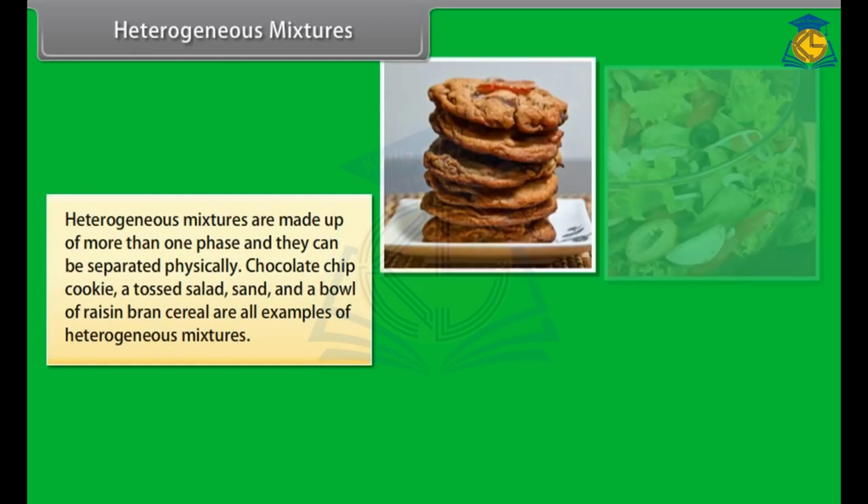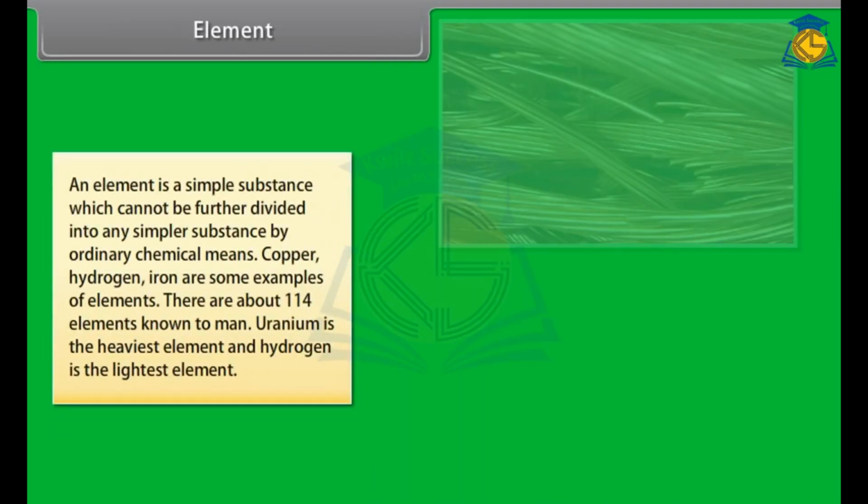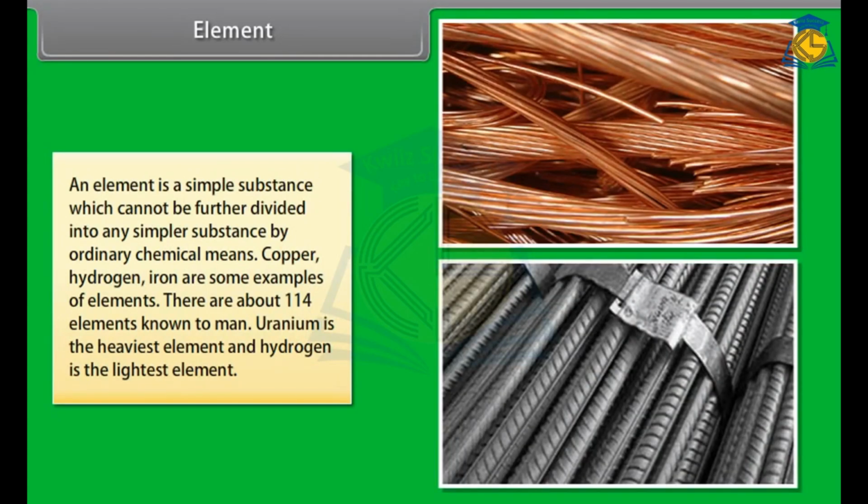Classification of matter. Substance, compounds and phase. Heterogeneous mixtures. Heterogeneous mixtures are made up of more than one phase, and they can be separated physically. Chocolate chip cookie, a tossed salad, sand, and a bowl of raisin bran cereal are all examples of obvious heterogeneous mixtures. Element. An element is a simple substance which cannot be further divided into any simpler substance by ordinary chemical means. Copper, hydrogen, iron are some examples of elements.